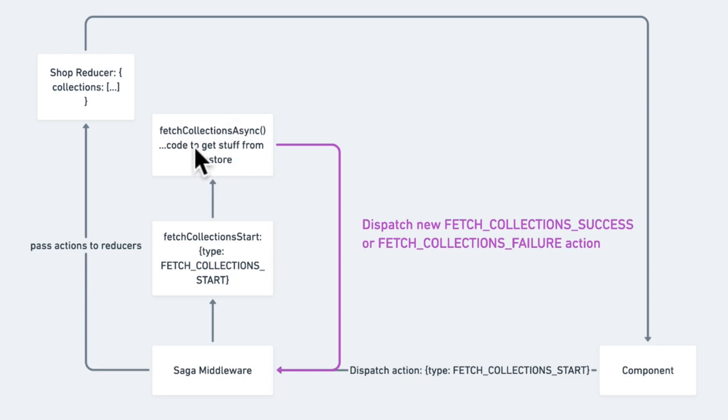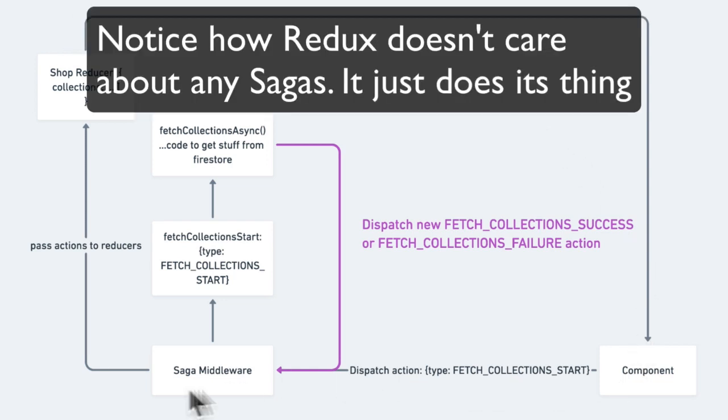From this saga then, depending on whether or not we were successful in getting that collection or not successful, we would end up dispatching a new fetch collections success or fetch collections failure action. And then that action goes back into the saga middleware. The saga middleware passes them to all of our sagas, but because we have no sagas that are listening for these actions, it just passes those actions to the reducers, and our flow goes back to normal.